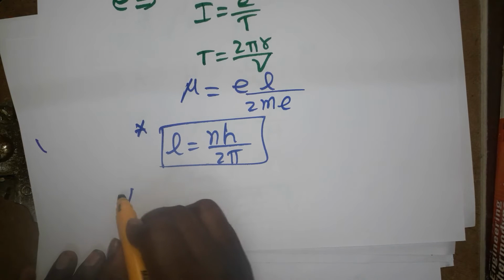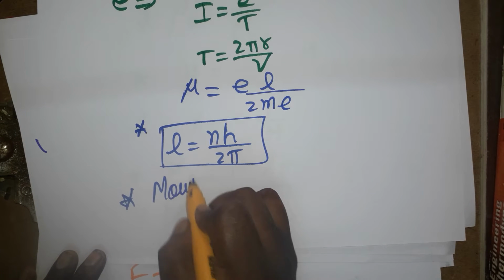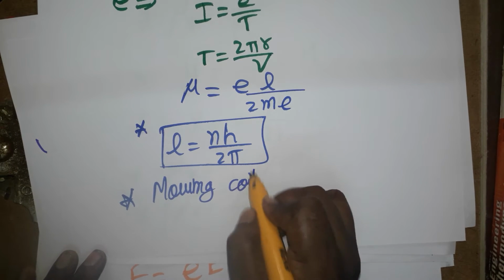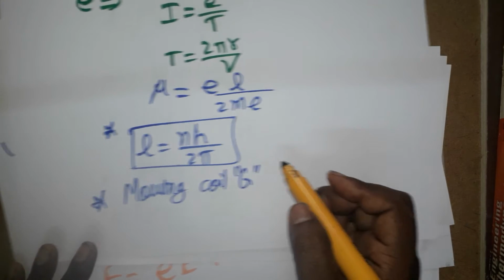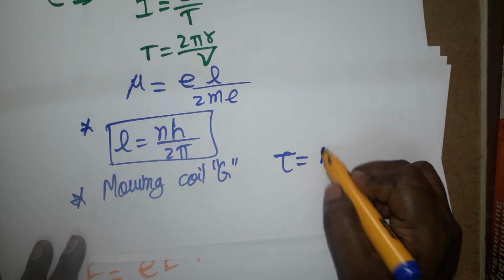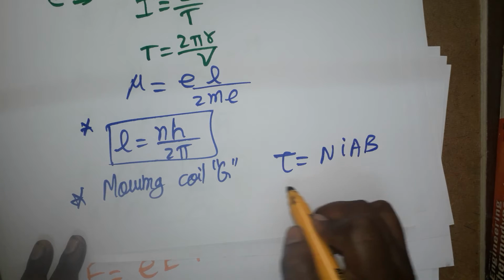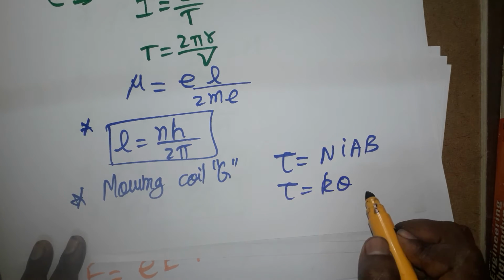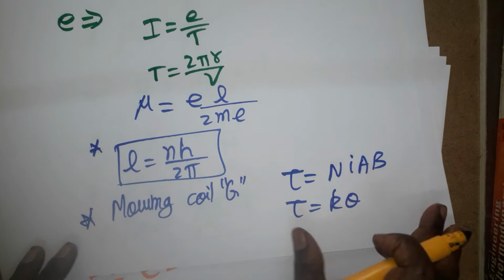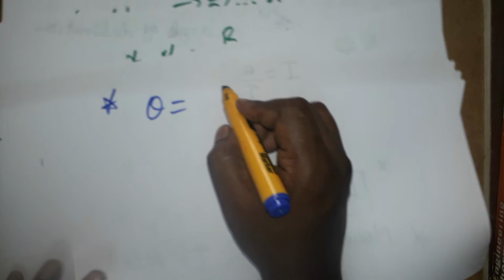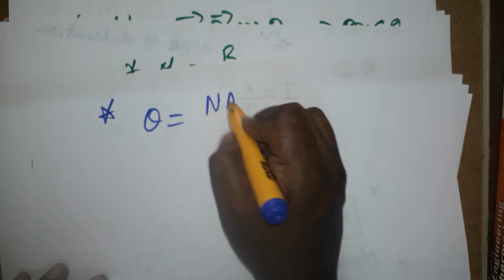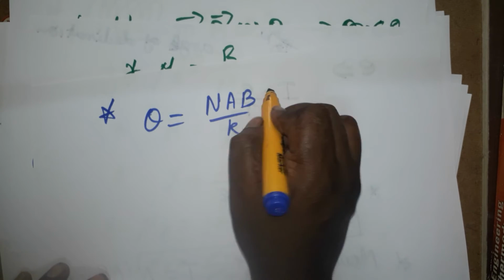The next one, moving coil galvanometer. We have two torques. One torque is equal to NIAB. The other torque is equal to k times theta. When you compare these two torques, we get the value of theta, how much twist is going to happen in the coil. It's going to be NAB divided by k, times I.